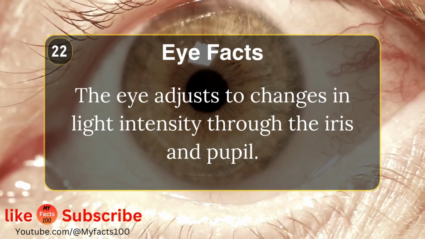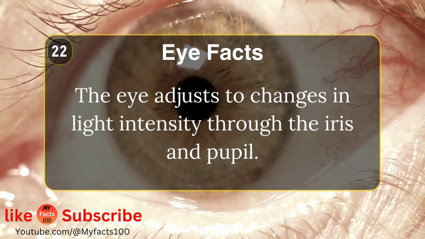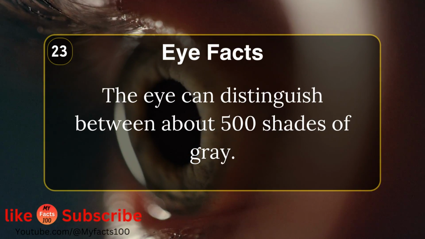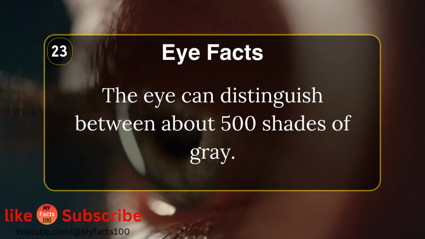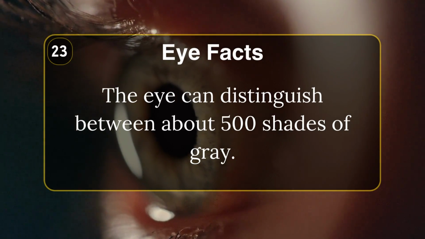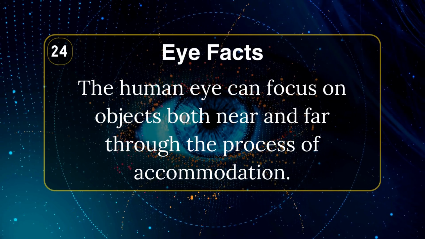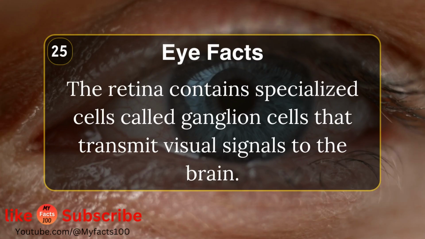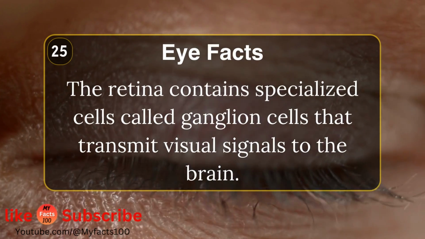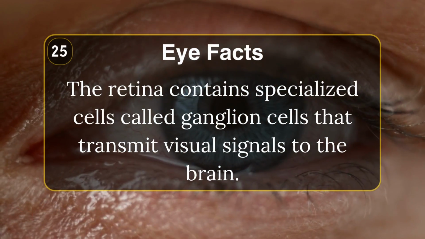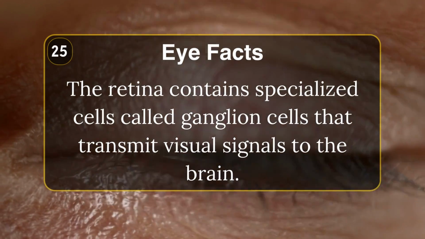The eye adjusts to changes in light intensity through the iris and pupil. The eye can distinguish between about 500 shades of gray. The human eye can focus on objects both near and far through the process of accommodation. The retina contains specialized cells called ganglion cells that transmit visual signals to the brain.